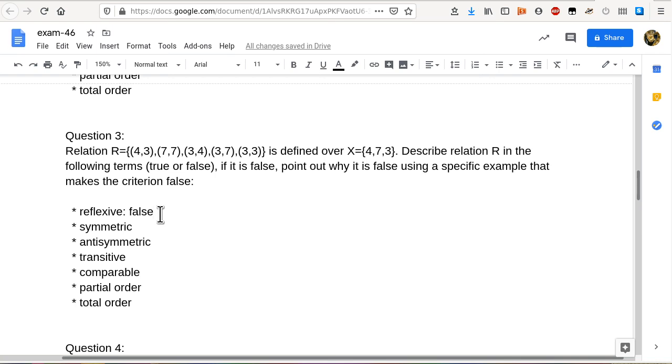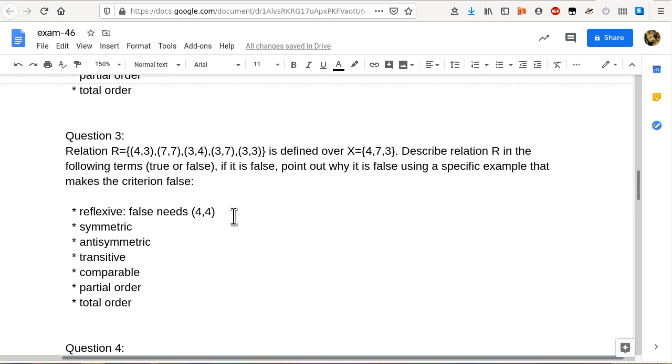In fact, at best, this kind of answer will get what is equivalent to a C, which is 1/2 of the points assigned, because the question clearly states to use a specific example to show me why it is false. Now, some people may say, in this case, 4R4. For being reflexive, I would consider this a good answer. That's all I need.